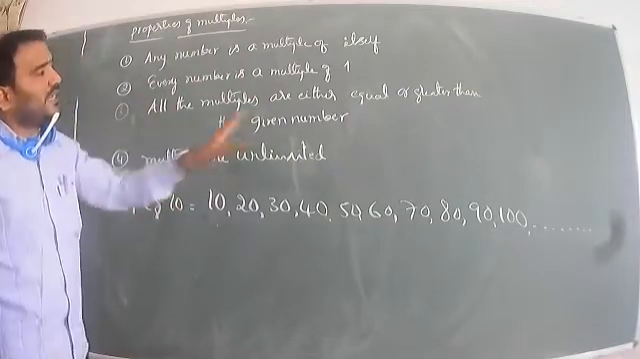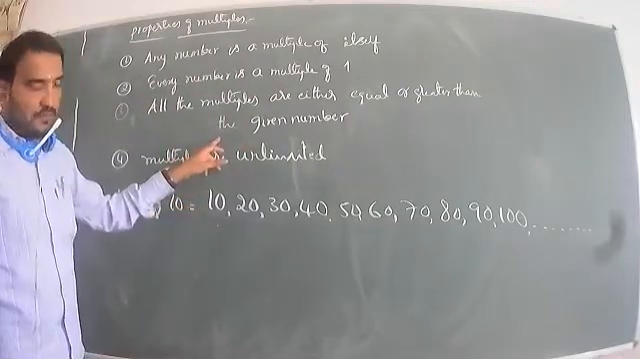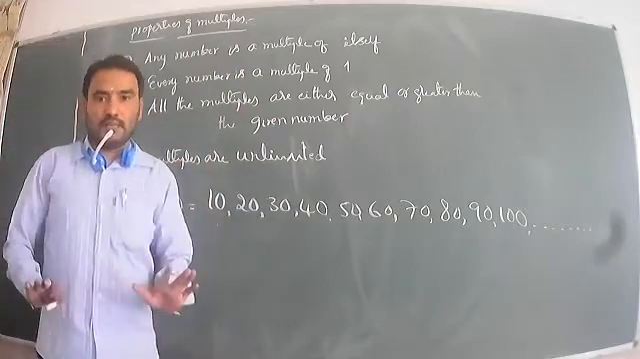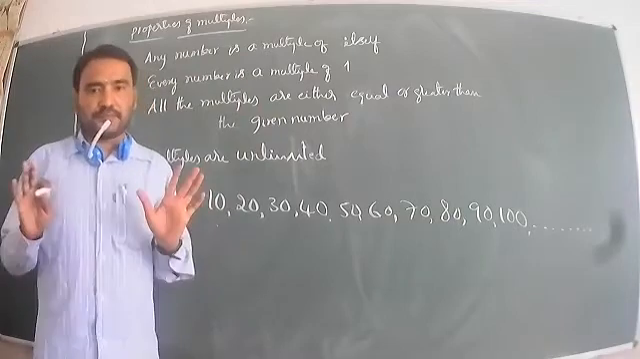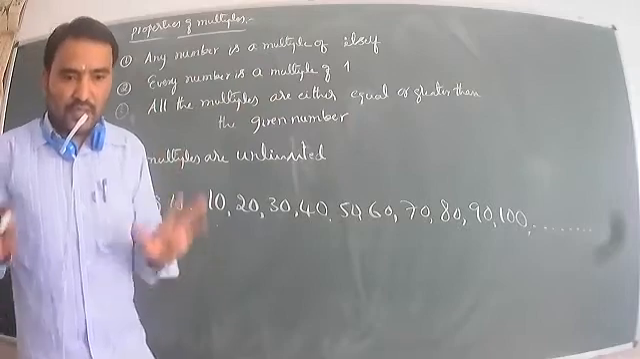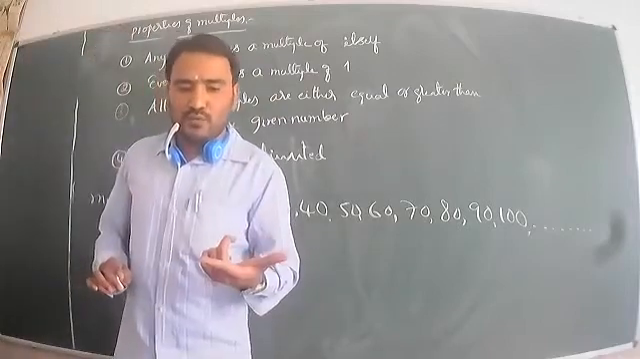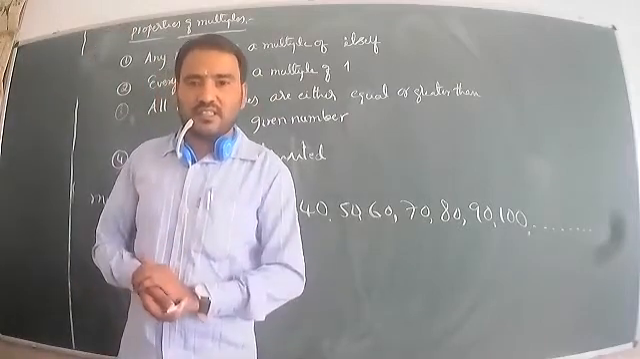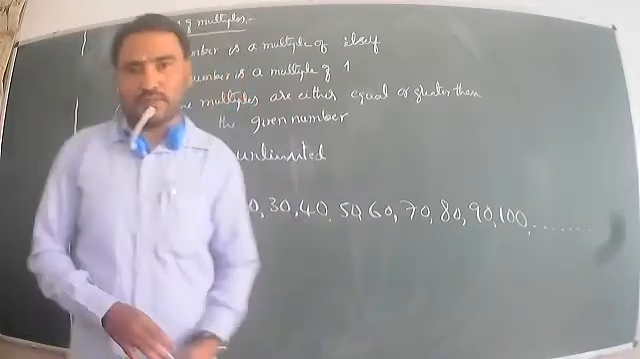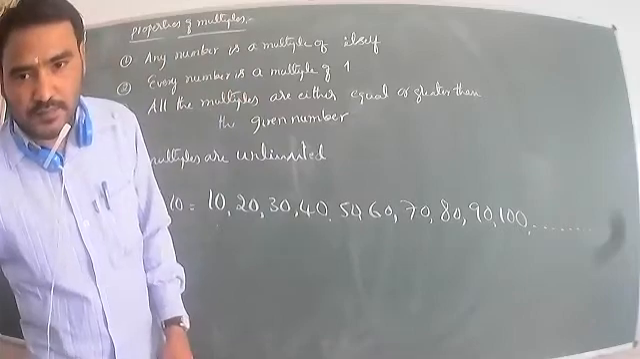All the multiples are equal to or greater than the given number. Next, multiples are unlimited. These are the properties of multiples. Now, just one or two mains are there in exercise 6a. I will solve them after the class is complete. Now, let us take the exercise part.